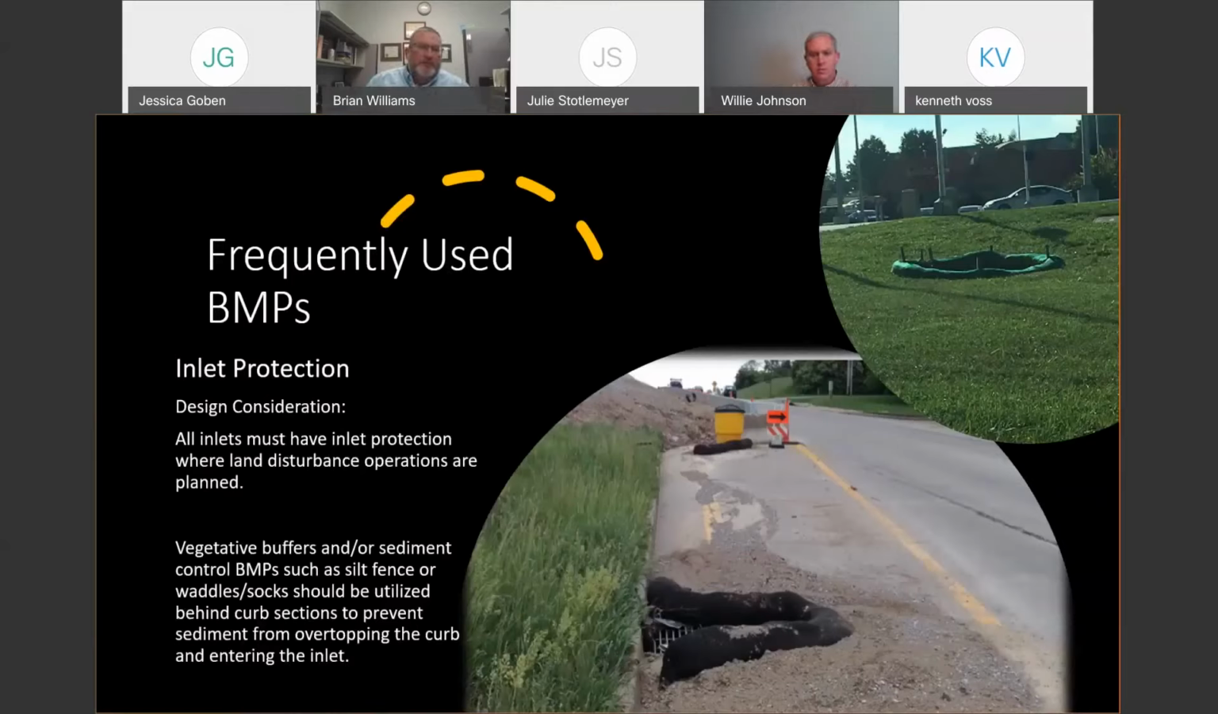Inlet protections. The design consideration is that you must have inlet protection where land disturbance operations are planned. If we have any inlets in those areas, they need to be protected. Vegetated buffers and/or sediment control BMPs such as silt fence or wattle sock should be utilized behind curb sections to prevent sediments from overtopping the curb, or you can leave your fill down below the curb line, which will function as a BMP as well.